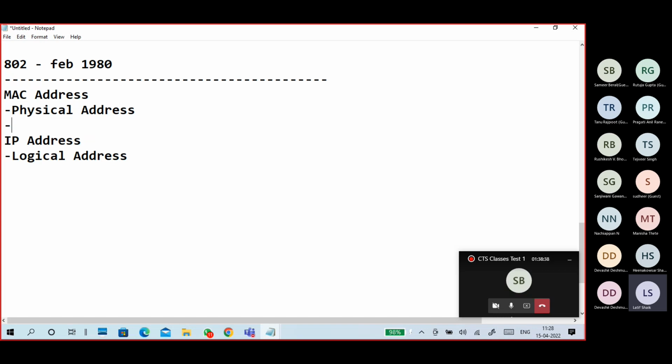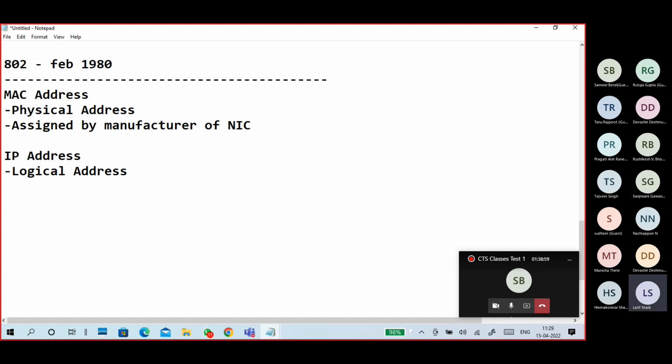MAC address is a fixed address, assigned by the manufacturer of the NIC only. Who manufactures the NIC, they assign the MAC address. So we cannot change the MAC address as per our requirement.